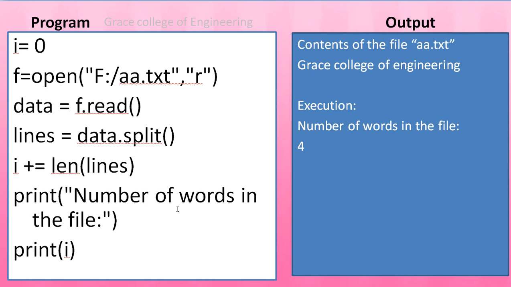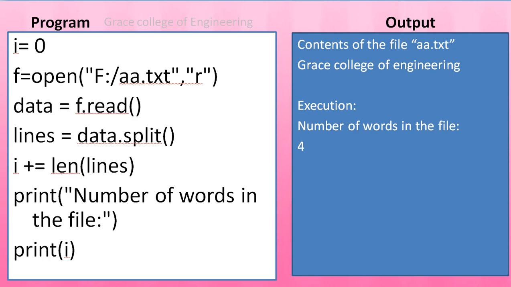Next, print number of words in the file. Print i. It is counted and it is stored in i now, and that variable is printed here. Output: the contents of the file, that is a.txt, file name: Grace College of Engineering. After the execution, the number of words in the file is 4.